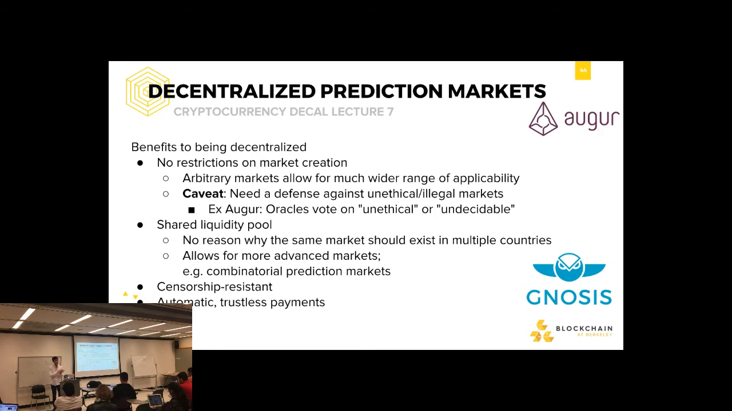The other thing is that you can have a shared liquidity pool. So say you wanted to bet on politics. There's no reason why you need to be betting on politics in 20 different exchanges across the world. They could use Augur and Gnosis as a backend and just provide the front end and cover all the regulation at the endpoints when they're actually offering the services to people in that country. This is censorship resistant, and it also allows for automatic trustless payments. You don't have to trust that the prediction market platform is going to steal your funds in some way.